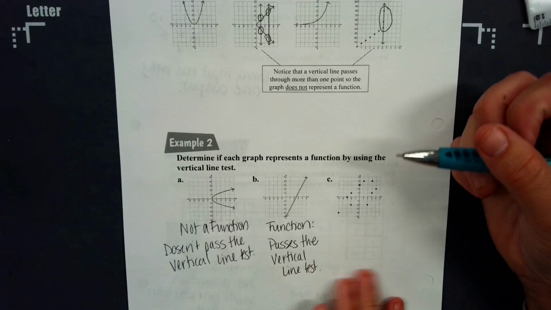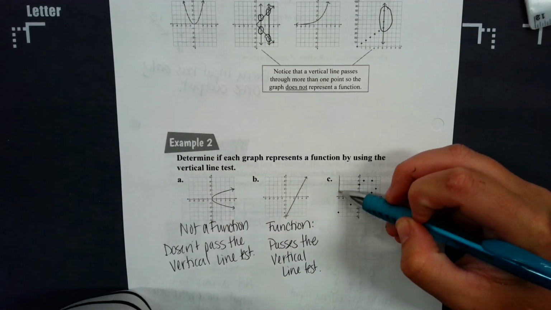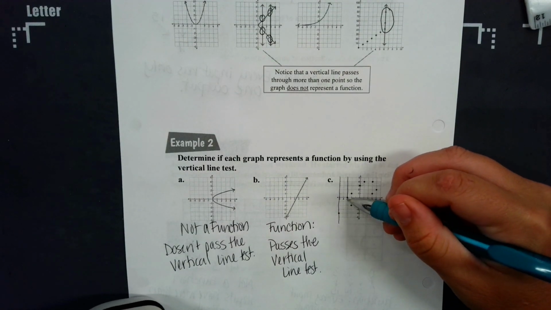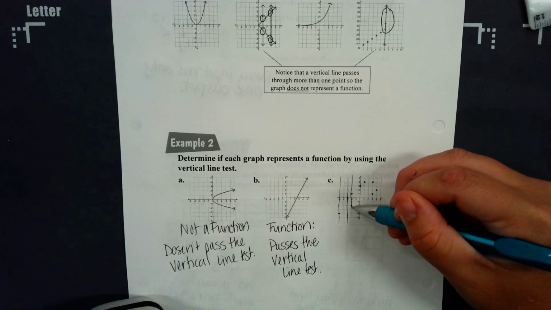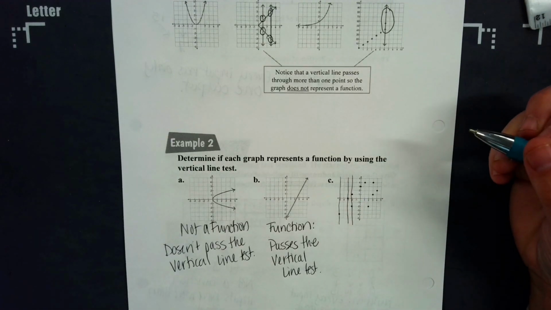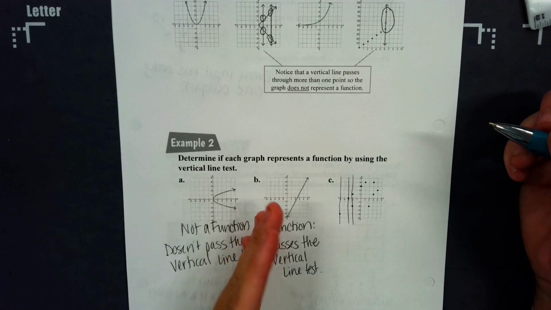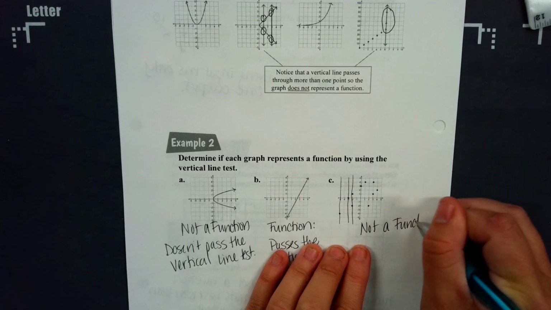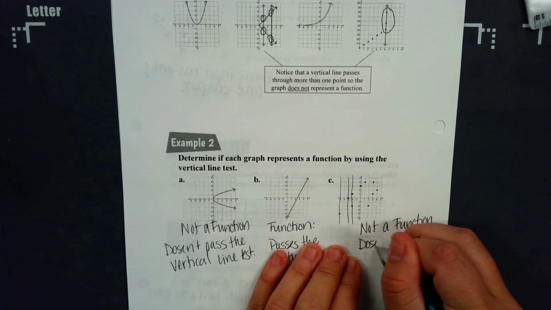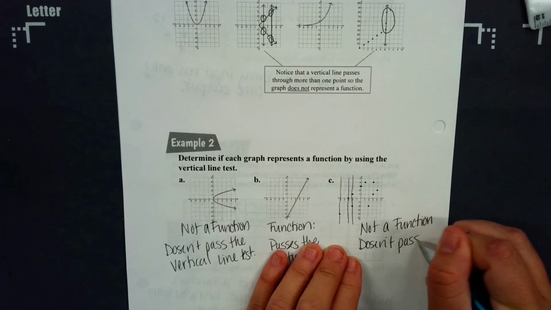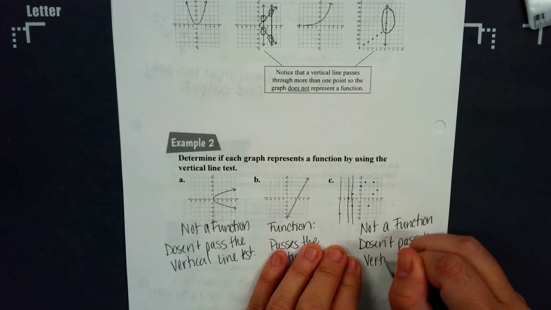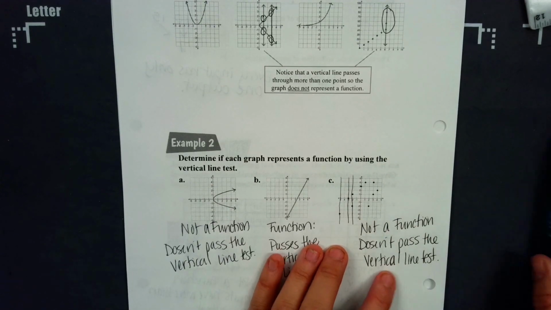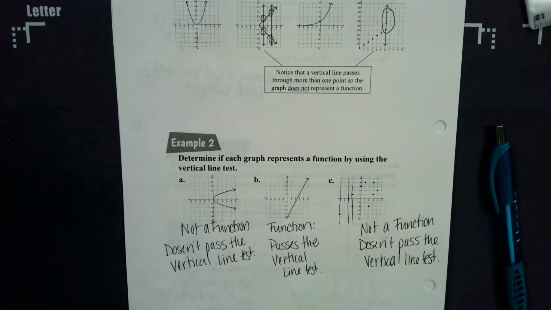All right, this last one. This one I think gets kind of confusing. So I just kind of look up and down. So I drew a line. How many times did I hit a dot? Once. How many times I hit a dot? How many times I hit a dot? So automatically I'm done right there because what do I know right now? Not a function. And that's all I need to say. Doesn't pass the vertical line test.